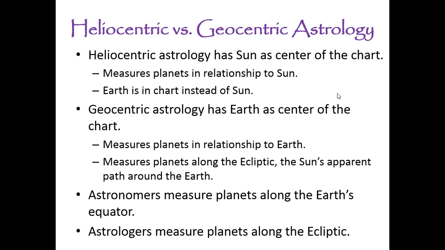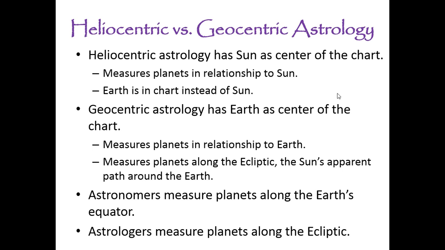In heliocentric astrology, we have the Earth in the chart instead of the sun, and it's always in the opposite spot as the sun. Geocentric astrology, which is by far the most popular astrology, has Earth as the center of the chart, which is how we visualize it, how we see it from our Earth-centered perspective. So it measures all the planets in relationship to planet Earth, and it measures planets along the ecliptic, which is the sun's apparent path around the Earth.